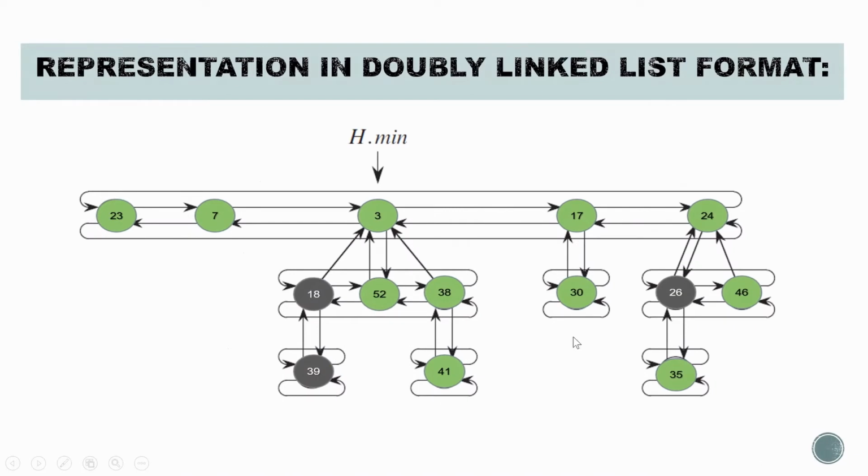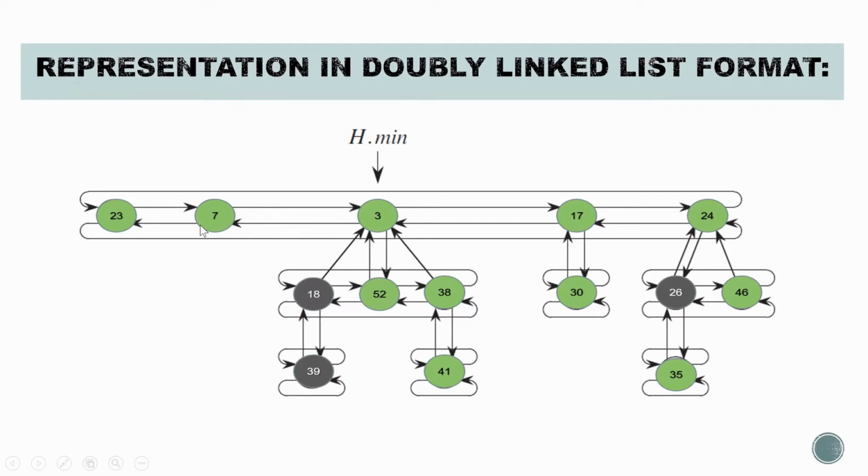This is how Fibonacci heaps are represented in a circular doubly linked list format. Let's start from the minimum. At the minimum pointer we have 3. If we look at the right side of 3, we can see that it is linked with 17, whereas it is linked with 7 to its left.